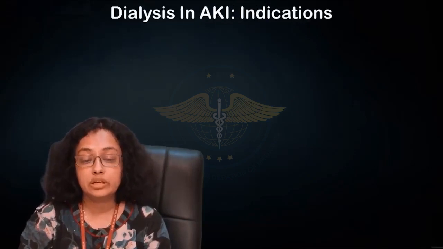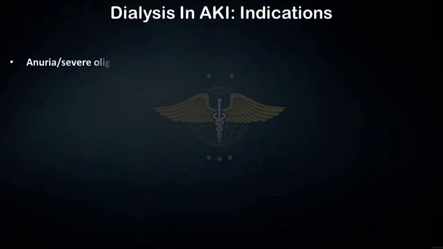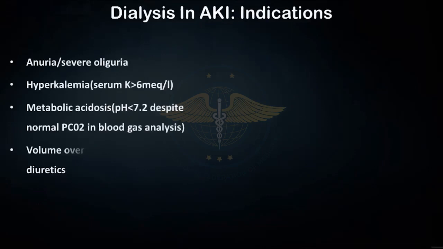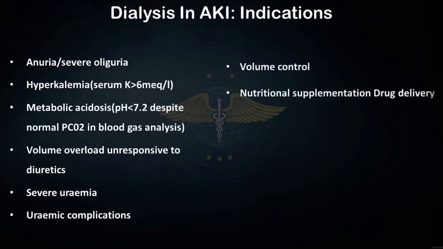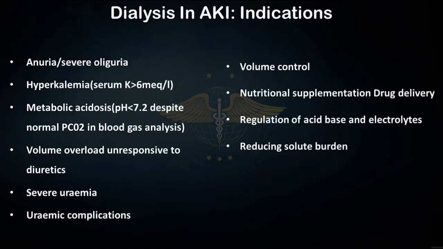The typical indications of dialysis in AKI would be severe anuria or oliguria, severe hyperkalemia, severe metabolic acidosis, volume overload, patients who do not respond to diuretics, severe uremia and related complications. In oliguric anuric patients, it helps in volume control and allows nutritional supplementation and delivery of drugs, and is important for regulation of acid-base and electrolytes and reducing the solute burden.